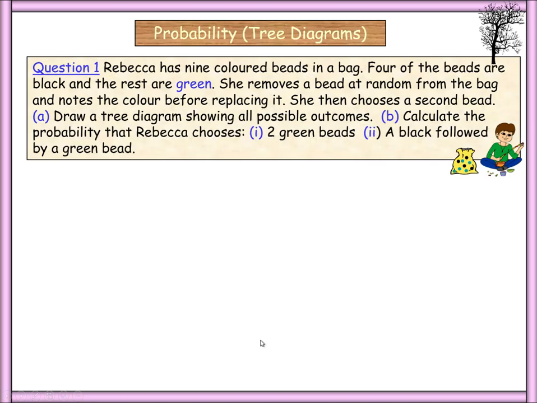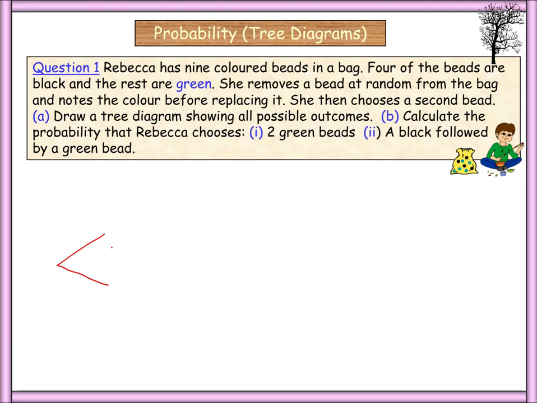Question. Rebecca has 9 coloured beads in the bag. 4 are black, the rest are green. She removes a bead at random from the bag and notes the colour and then replaces it. She then chooses the second bead. So this time I want you to draw a tree diagram showing all the possible outcomes. Calculate the probability she chooses 2 green beads and then a black bead followed by a green bead. So you're going to have to construct your probability diagram, like so.